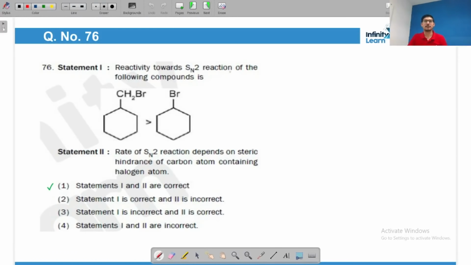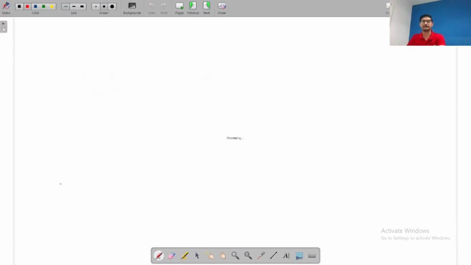Reactivity towards SN2 reaction of the following compound is this. Yes, because the first compound is primary, whereas the second compound is secondary, in which the steric hindrance is more. The rate of SN2 reaction depends on the steric hindrance. Yes, it is inversely proportional to the steric hindrance, so both statements are correct.